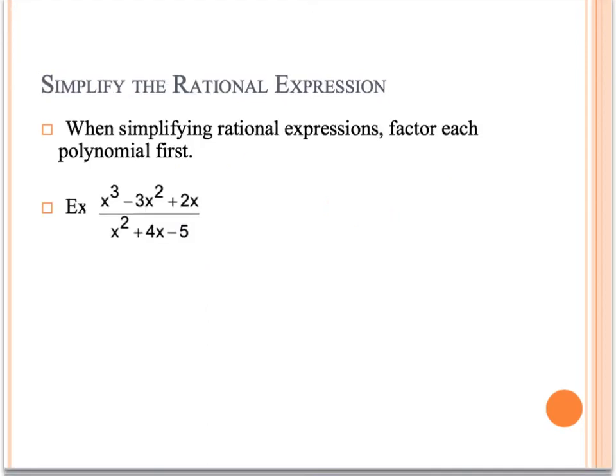Okay, in order to simplify a rational expression, you first have to factor each polynomial, the one in the numerator and the one in the denominator. So I notice that the one in the numerator has a common factor of x. So I'm going to take x out of the numerator. That leaves me with x squared minus 3x plus 2.